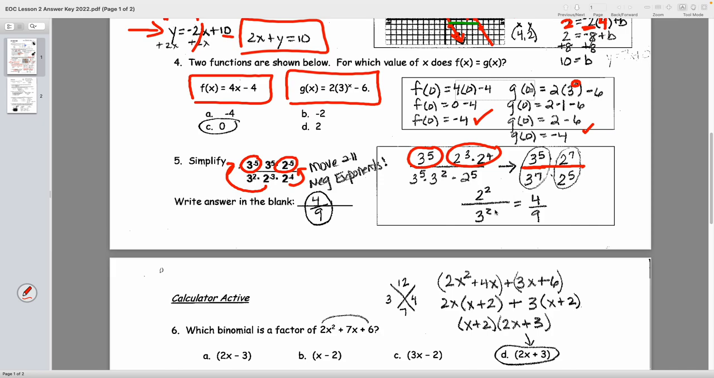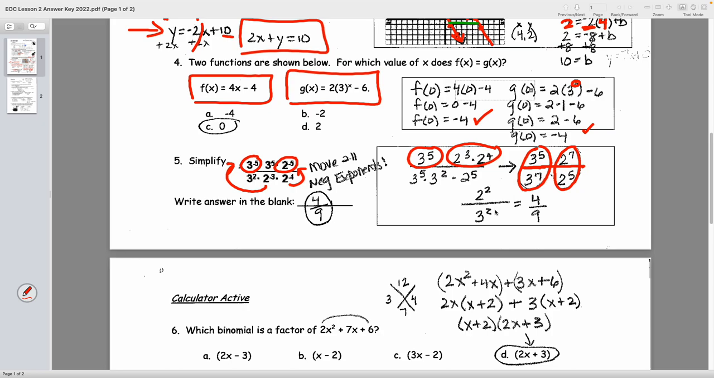Now, I'm going to look for like bases top and bottom. So 3 to the 5th on the top, 3 to the 7th in the bottom, well, that's going to give me 3 to the 2nd left in the bottom. So I'll put it there. And then with my 2s, I'm going to have 2 to the 2nd left in the top. Because remember, you're subtracting exponents.